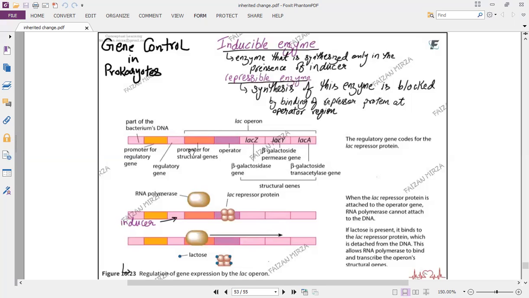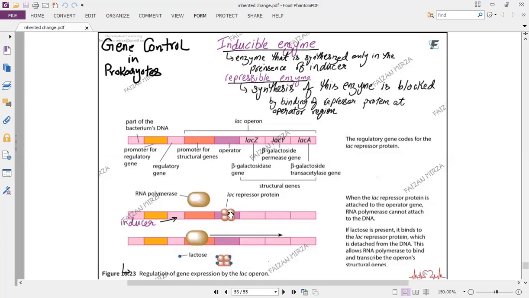So what will happen? Just before the lac operon, there is a regulatory gene and the promoter of the regulatory gene. The regulatory gene produces a protein called the lac repressor protein. The lac repressor protein attaches to the operator region of the lac operon. The operator region is present between the promoter for the structural genes and the structural genes themselves. So the operator region ends up being occupied by the lac repressor protein. Who made this lac repressor protein? The regulatory gene made it. The regulatory gene had its own promoter.